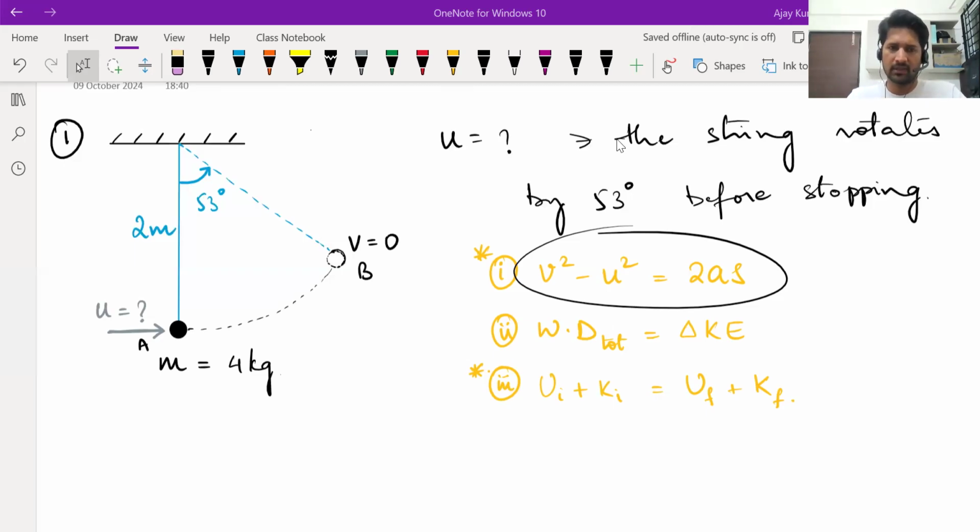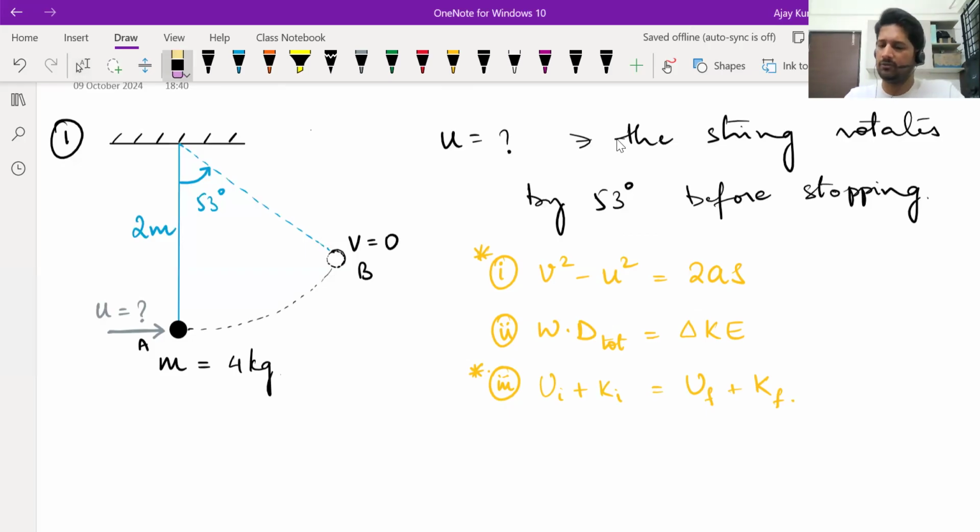Sir, weight, then tension, and that's all. Okay. Weight is a constant force or variable force? Constant. What about tension in this case? Is it constant or variable? Constant. It's constant.